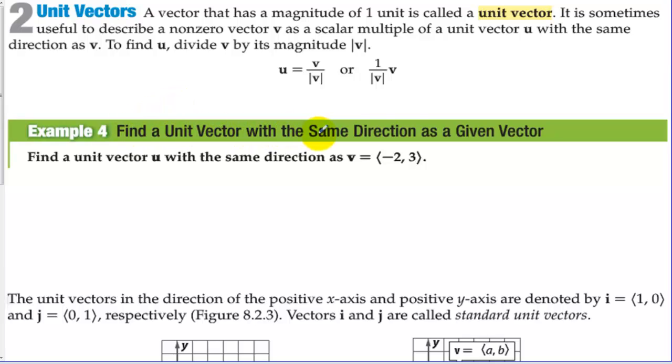Find a unit vector with the same direction as a given vector. Find a unit vector u with the same direction as v = ⟨−2, 3⟩.